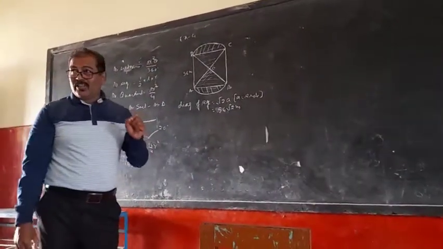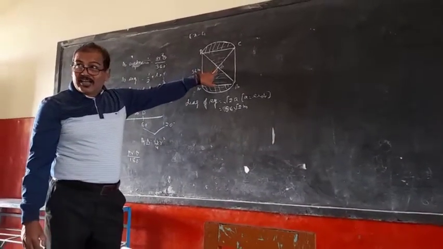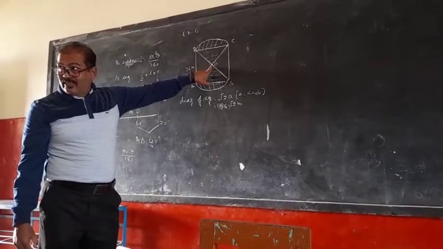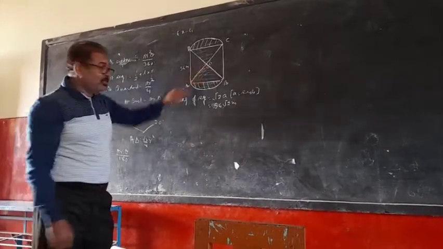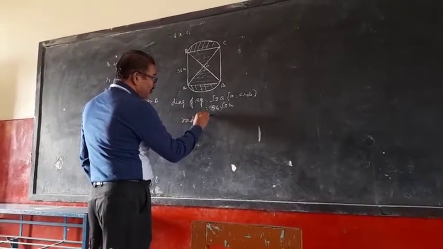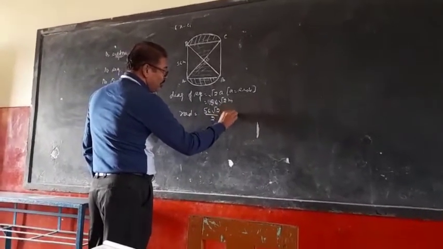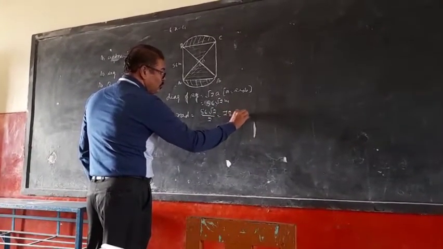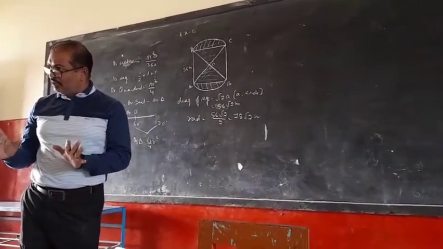And what is the condition of the question? That the intersecting point of the diagonals is the center of the circle. So what will be the radius? Radius is equal to 56 root 2 upon 2, that is equal to 28 root 2 meter. Have you got this one? Understood up to this point?